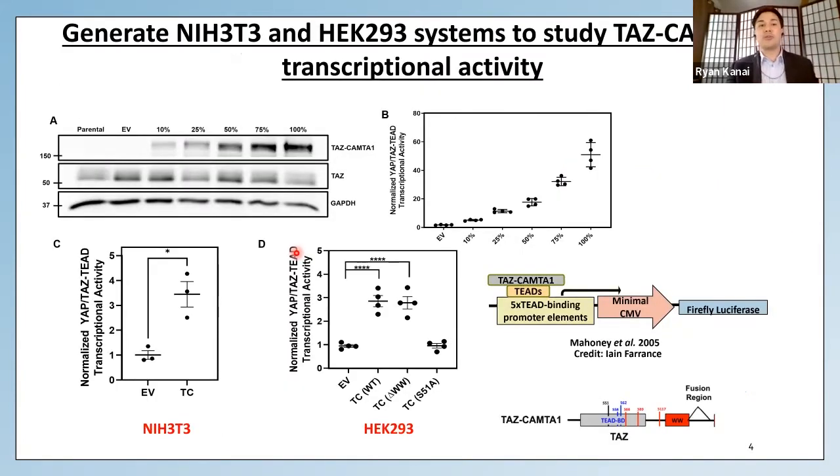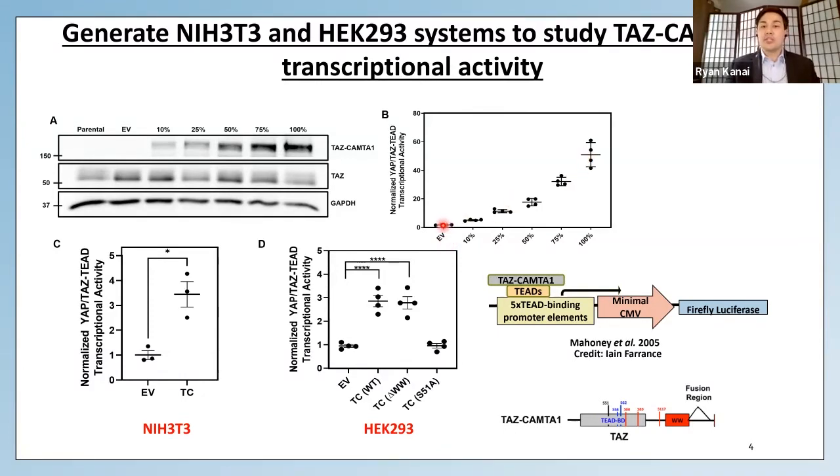So with that in mind, when we first started this project back in roughly 2019, the only models available for studying TAZ-CAMTA1 were NIH3T3 and HEK293 systems. And so we wanted to start off by determining whether TAZ-CAMTA1 TEAD transcriptional activity would induce activity in a YAP-TAZ TEAD responsive firefly luciferase transcriptional reporter plasmid. So what we did was we took NIH3T3 cells and used retroviral constructs provided to us by Brian Rubin to infect NIH3T3 cells with increasing titers of retrovirus for expressing TAZ-CAMTA1.